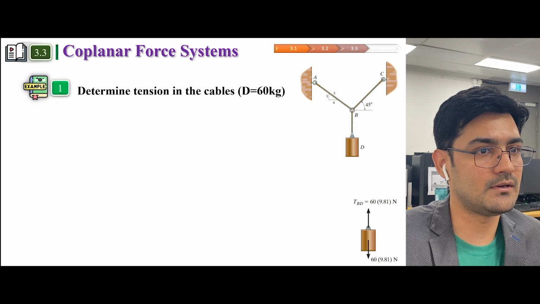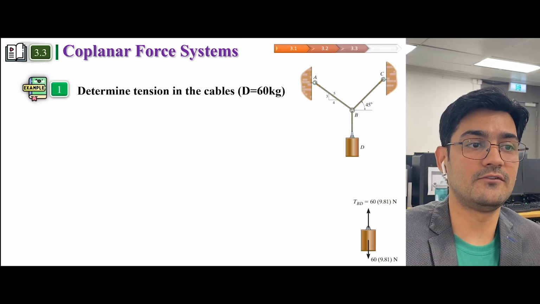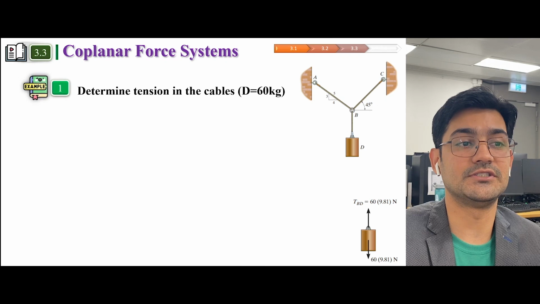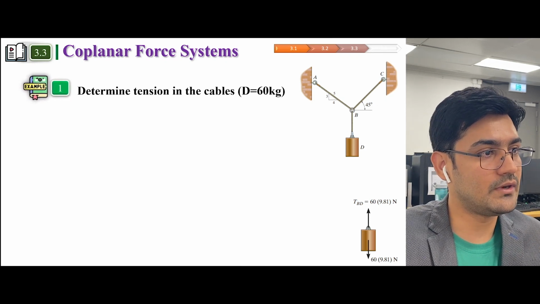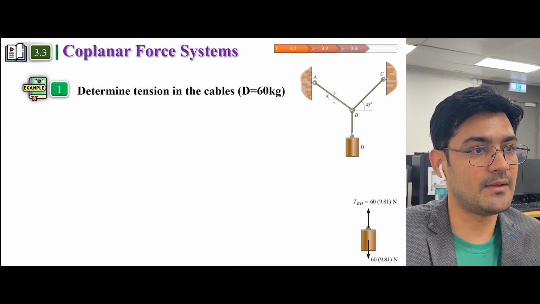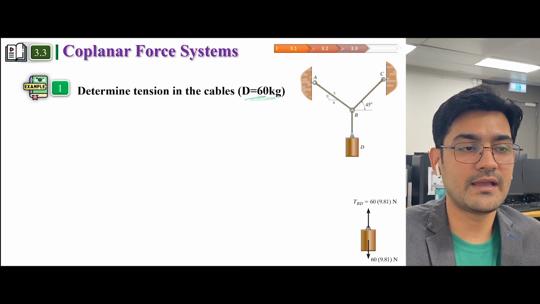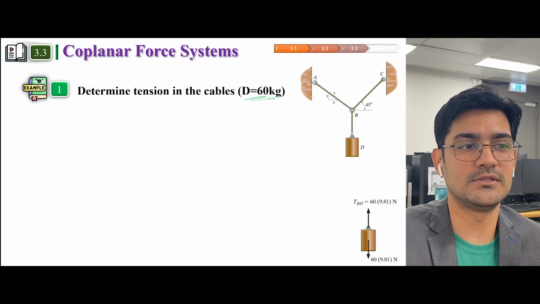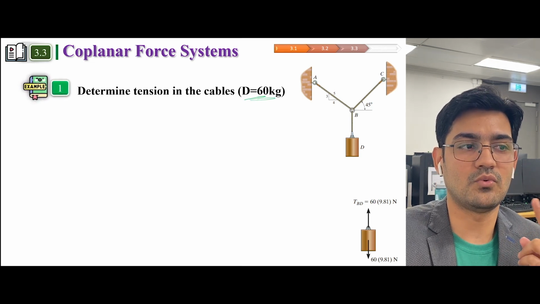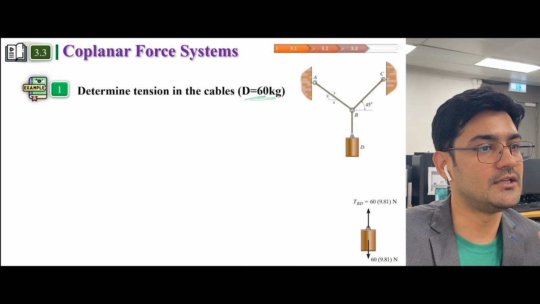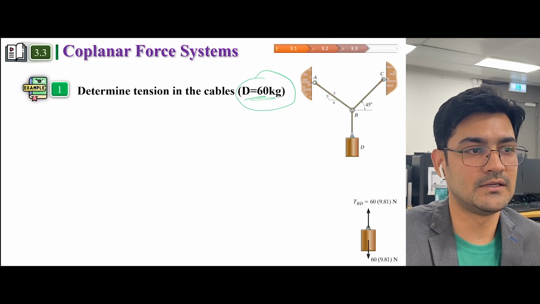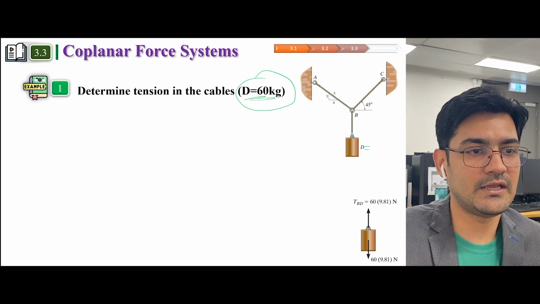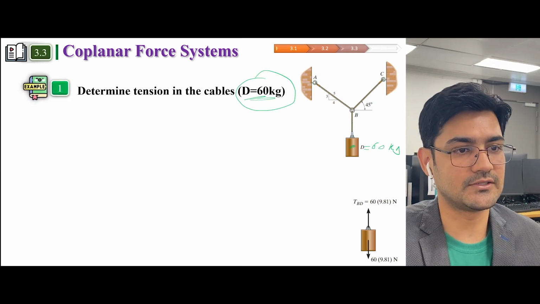In this example, this is also a coplanar force system. That means that all the forces are acting on a plane. There is no three-dimensional force system. So it says to determine the tension in the cables. There are 3 cables, and we have to find out what the forces in these cables are. The given is that we have 60 kg of mass at D. So this weighs 60 kg actually.